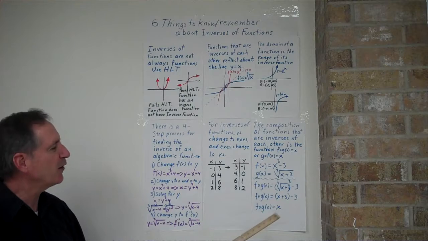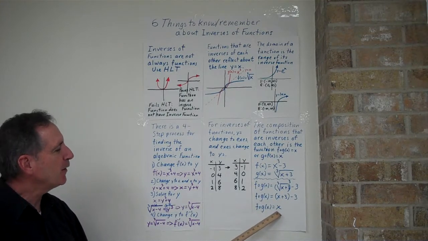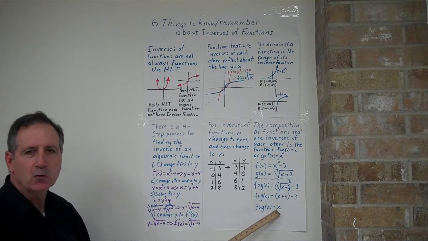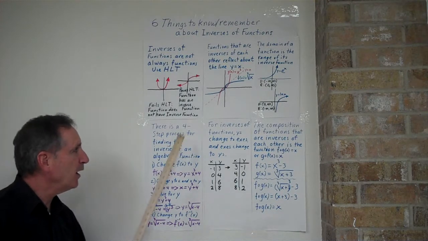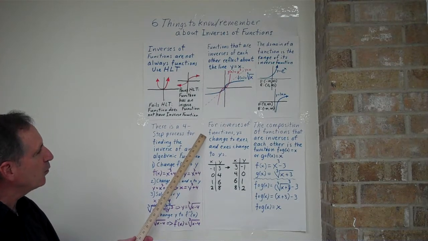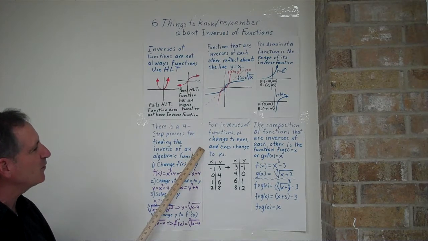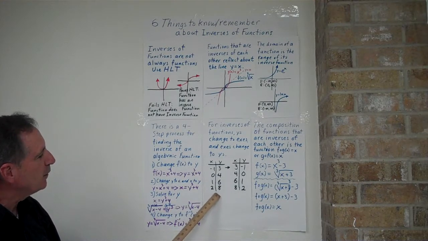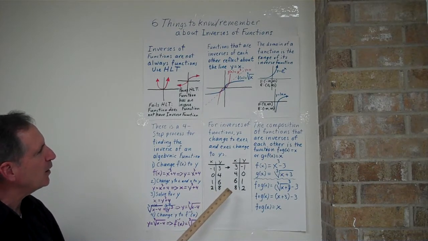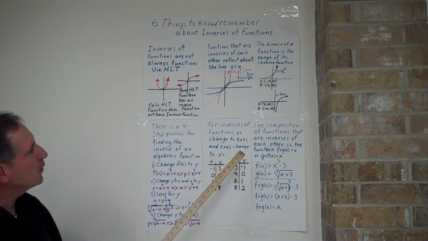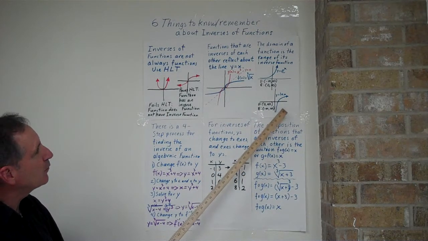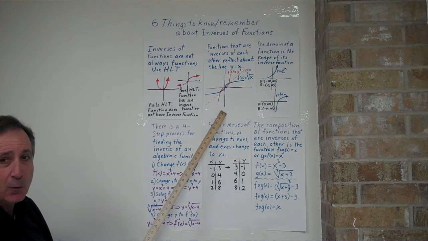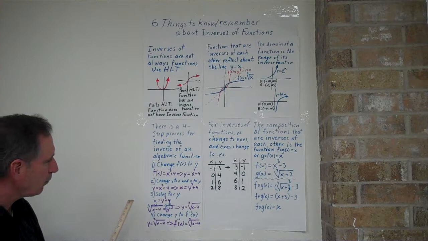So when you have two functions that are inverses of each other, their compositions are going to simplify to x. Next, for inverses of functions, y's change to x's and x's change to y's, and we have two tables here, and we can see that the x's and y's are switched. And really it makes sense in relation to what we've seen already for the domain and range, and for reflecting about the line y equals x, once you think about it.